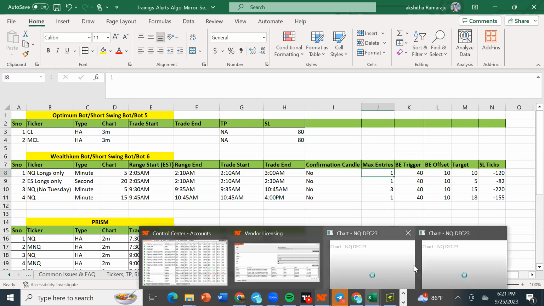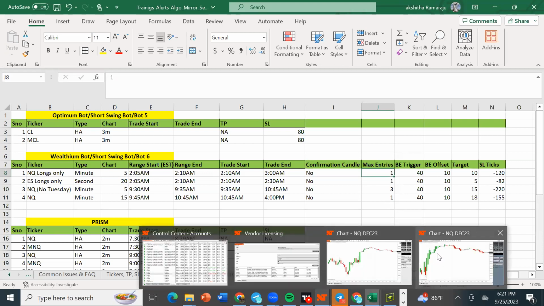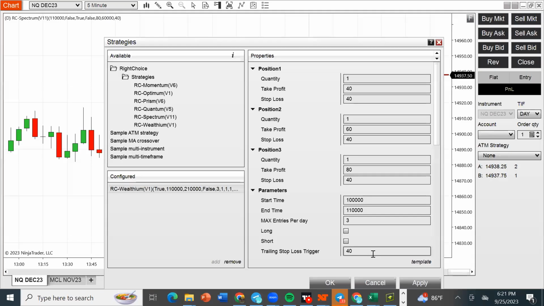So I will basically, wherever I have this one, I can give 0, because the max entries is 1. So I don't want to take 3 different positions. I want to just go with 1 position.